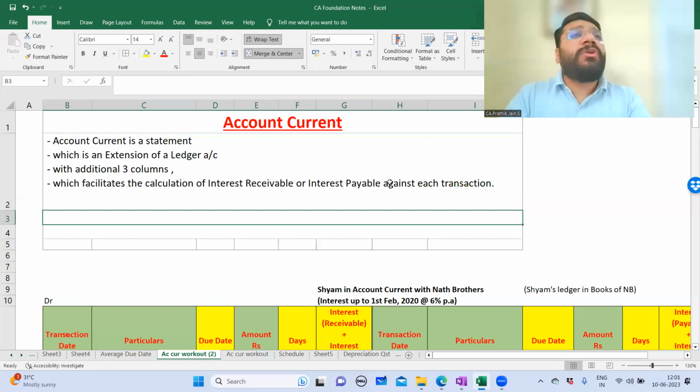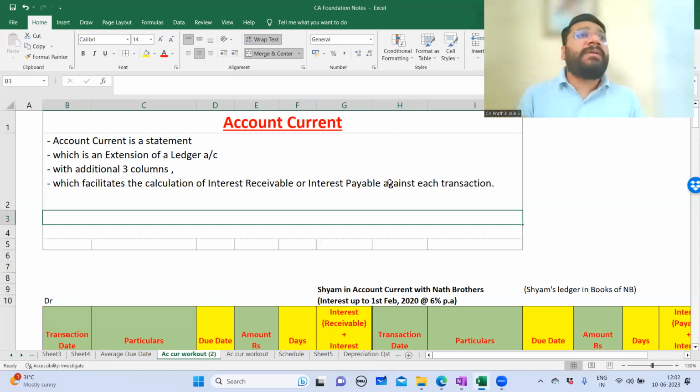In preparing the normal ledger, we had a problem. The normal ledger is okay when you're doing purchase and sale with no interest. But wherever in business you agree on a credit period, and on the due date the payment is not made, or is made late or early, and the businessmen agree between each other that interest will be charged for that, the normal Wise ledger becomes very difficult to prepare.